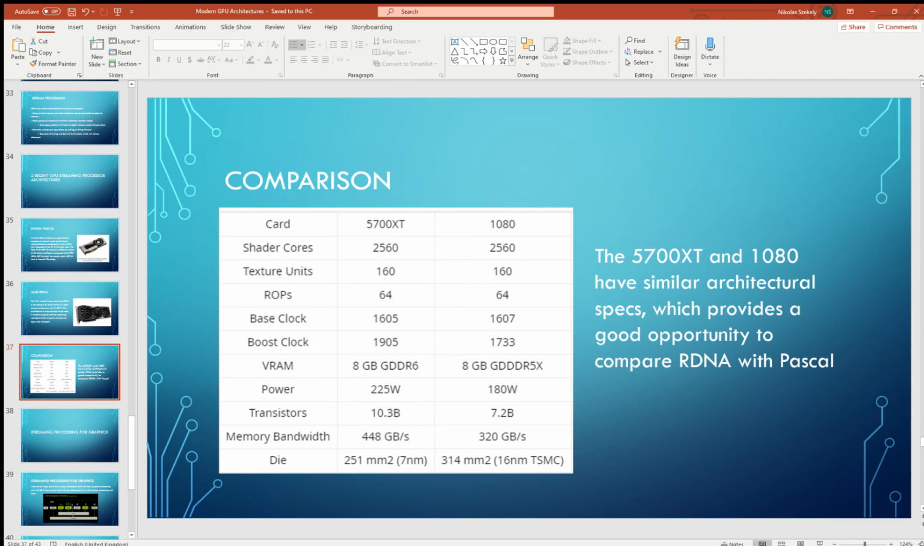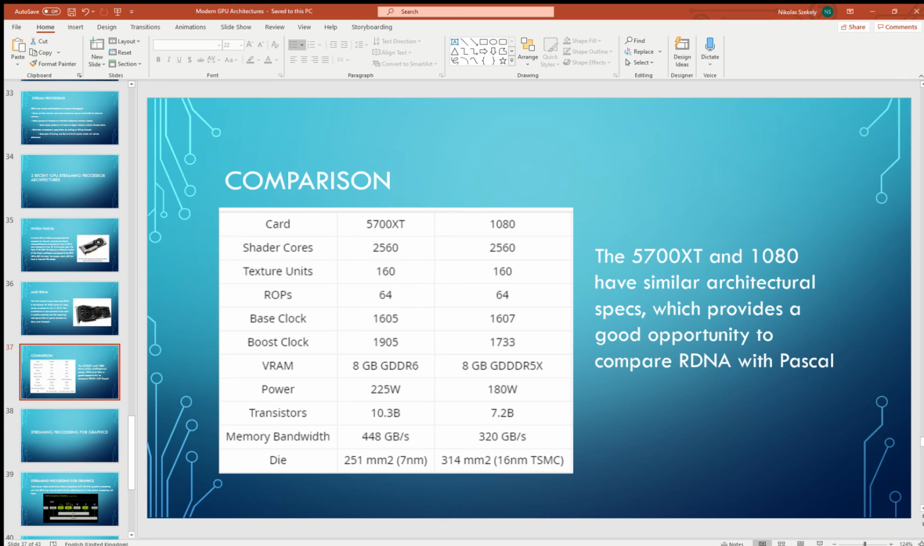Comparing the two architectures, the 5700 XT and the 1080 have a similar architecture spec, which provides a good opportunity to compare RDNA with Pascal. AMD claims that the performance of the 5700 XT is roughly equal to a 2070, which is around 10% higher than a 1080 graphics card. However, the 5700 uses plus 45 watts of power. Overclocking the 1080 with extra power will mostly close this performance gap.